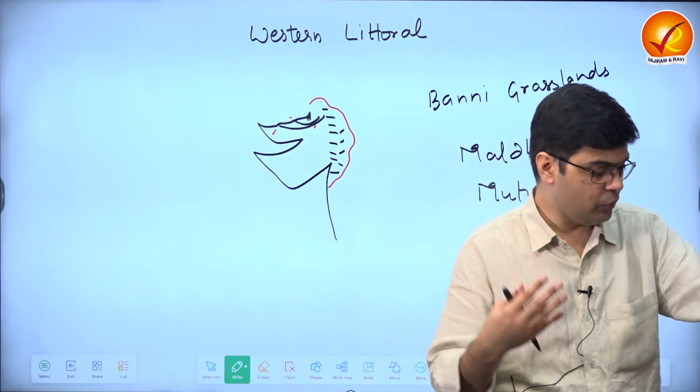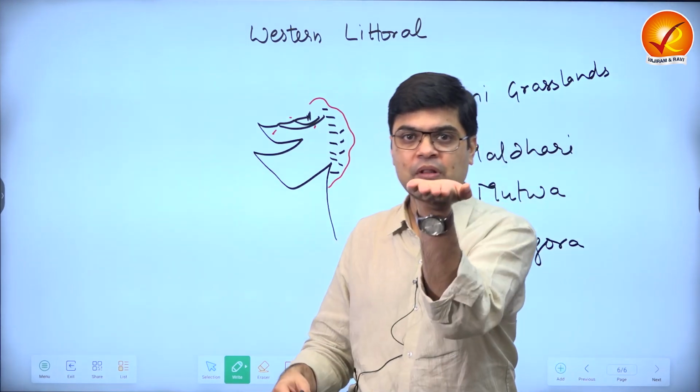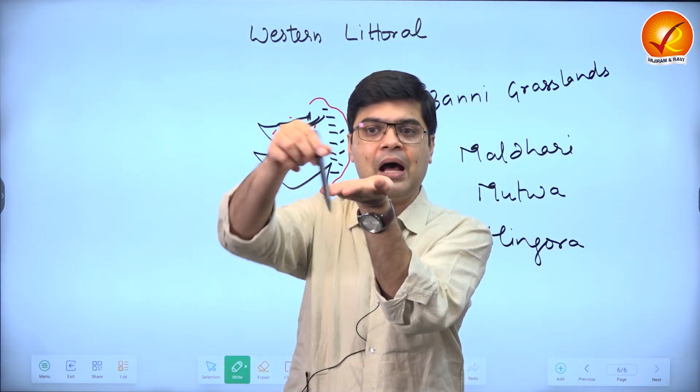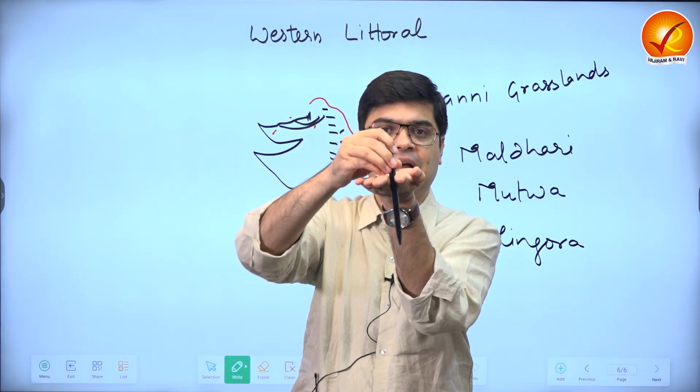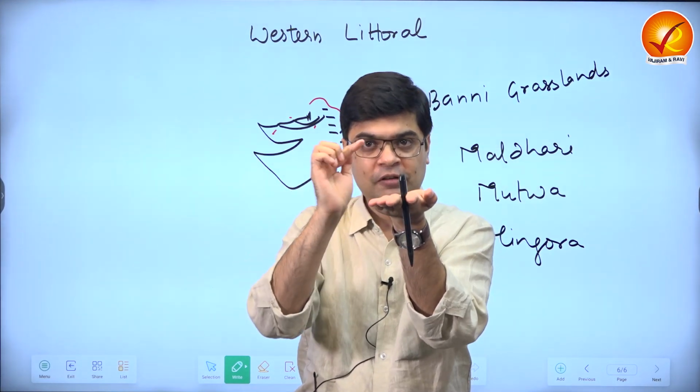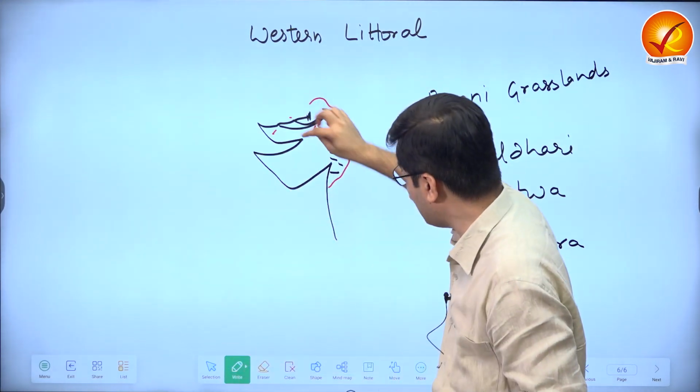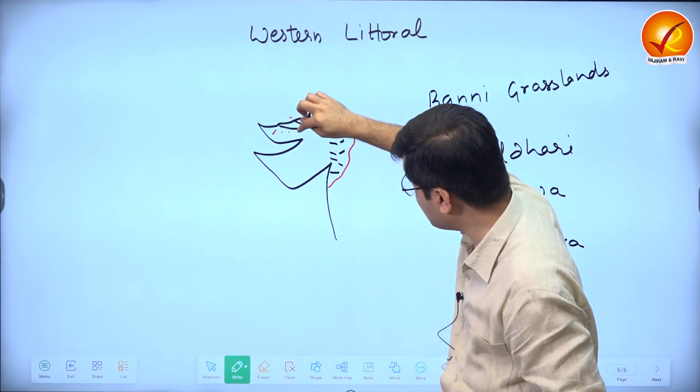Suppose there's one area which was one part of the ocean. Suppose this is the ocean. There are certain islands here. Okay, certain islands are also present here. So if I look at the Kutch region, here still I'm going to find a number of islands.